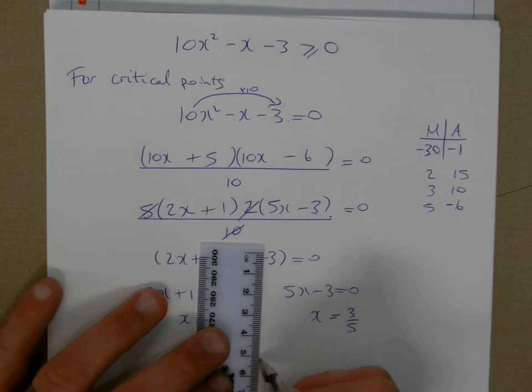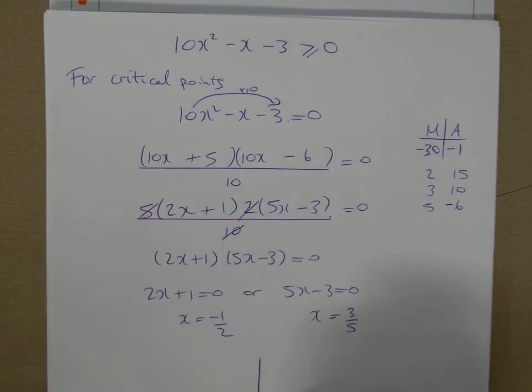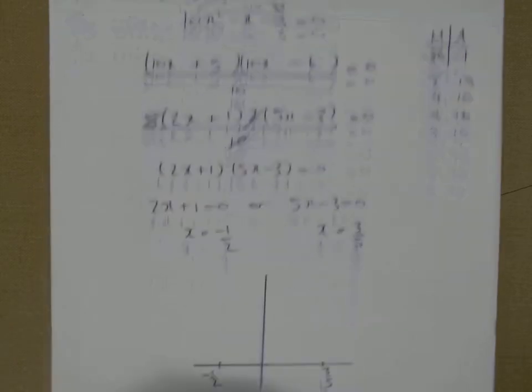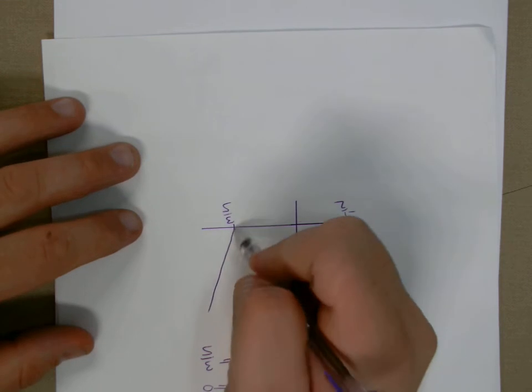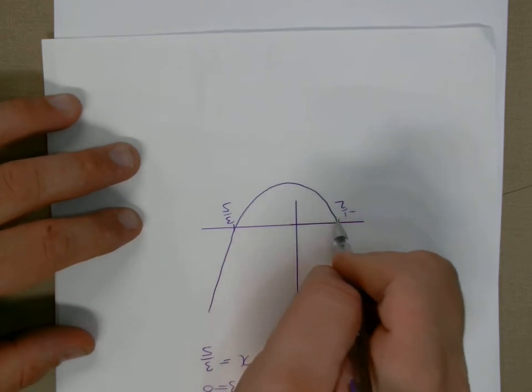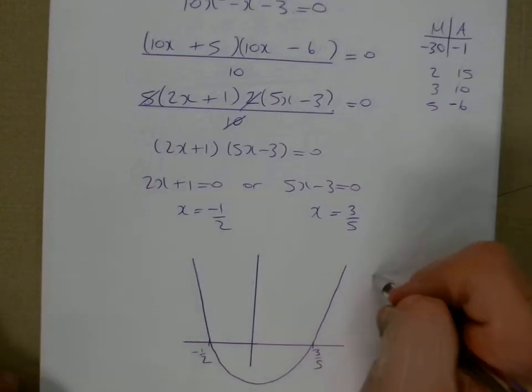One is negative, one is positive, all right? So we'll mark that in there. So 3/5, say, is about here. It's only a sketch, remember, 1/2 or minus 1/2 is there. So we'll draw our quadratic in, okay? Turn it upside down, it's often easier to draw. And then we'll refer back to our inequality.